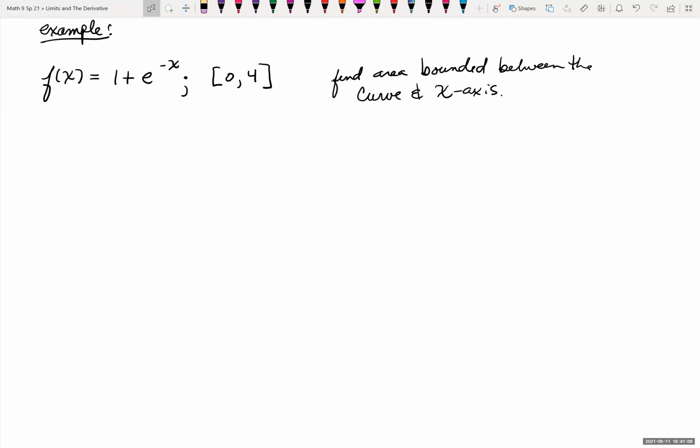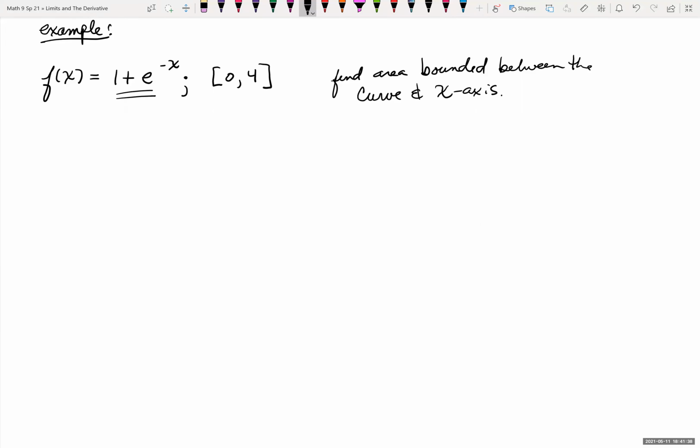Okay, so our next example, f of x is equal to 1 plus e to the negative x, and we're bounded between x equals 0 and x equals 4, and we're trying to find the area between 0 and 4 of the f of x and the x-axis. So we need to find out if this crosses the x-axis. I notice that this is never going to cross the x-axis, and I know just because of my function e.